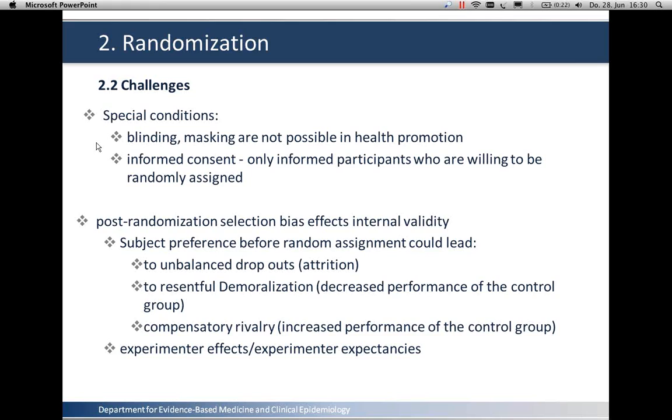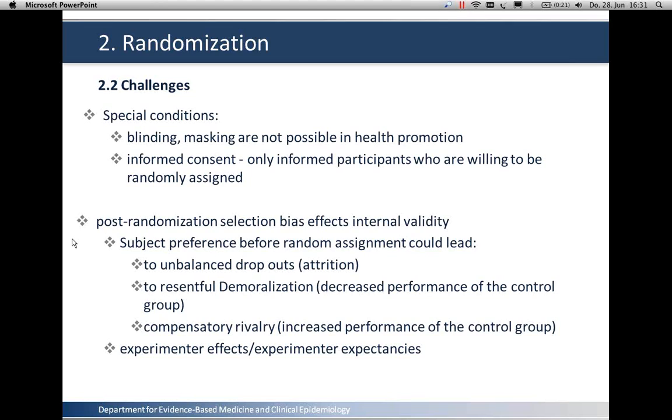This means only informed participants who are willing to be randomly assigned. This is not necessarily a special condition of health promotion or public health interventions, but I think it's important to mention here because there are consequences out of both special conditions. These consequences are post-randomization selection bias effects on the internal validity of the cluster RCT. There's one point, which is subject preferences before randomization. Think about a group which says, okay, yes, we agree to be part of this cluster RCT, but I really want to be in the intervention group. And after the randomization comes out, I'm not in the intervention group.